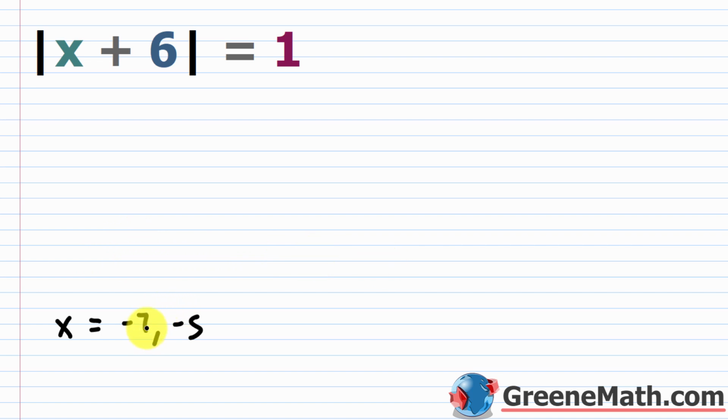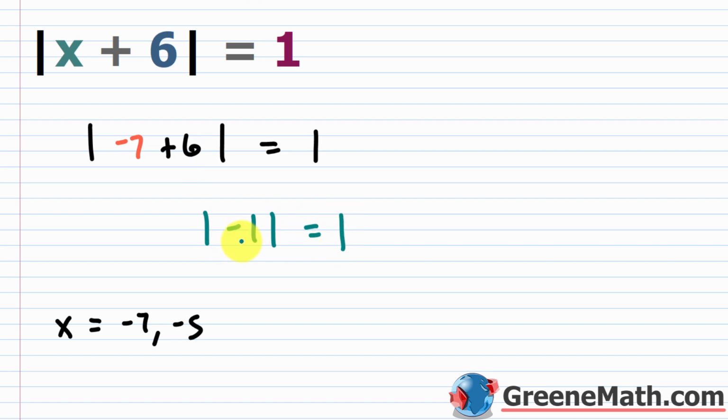Okay, I want to check this one with you just so you get an idea of what's going on here. So let's go ahead and write this absolute value of x plus 6 is equal to 1 like this. And in the first scenario, let's choose negative 7, and let's see what's going on. So negative 7 plus 6 is going to give me negative 1. So I have the absolute value of negative 1 is equal to 1.